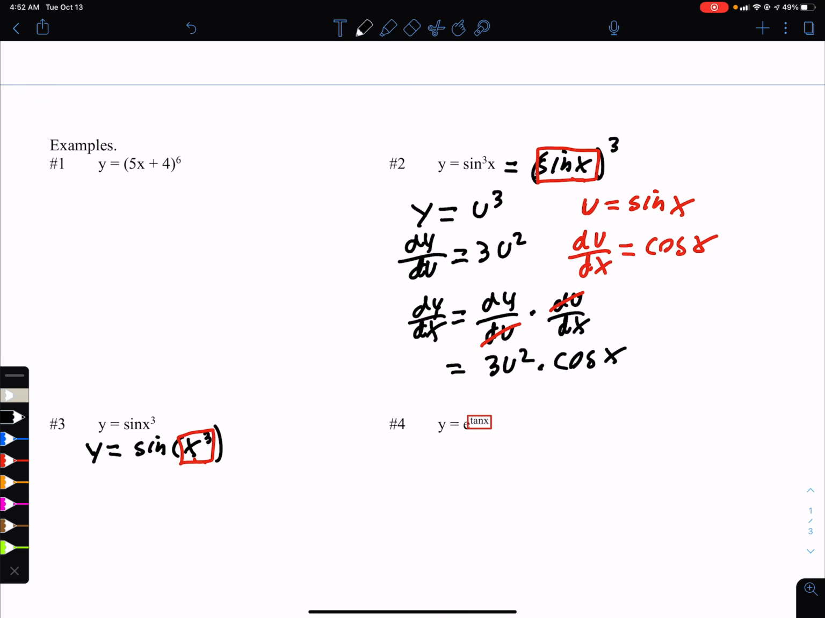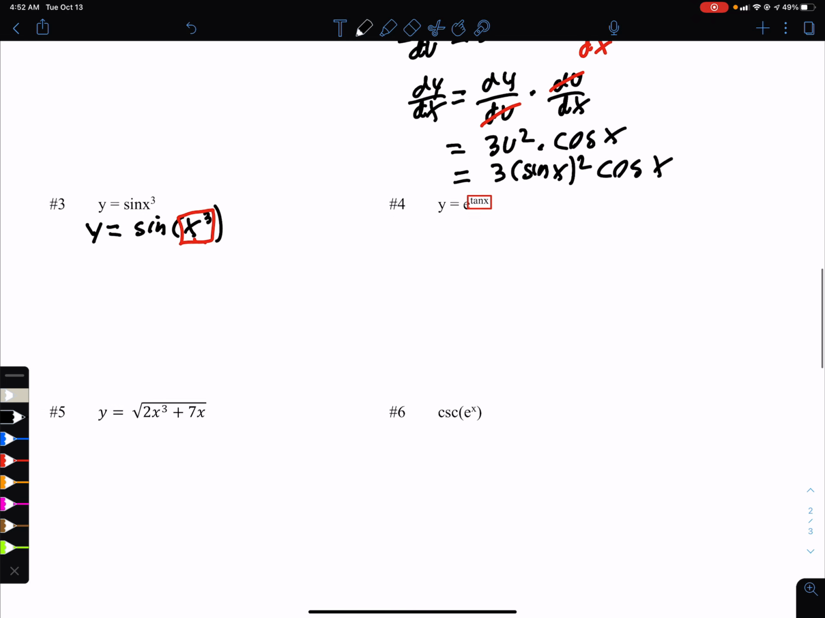We're almost done. Here's a problem. Our variable is supposed to be x, and we have a u there. So we replace u with the original function sine x. So we have 3 sine x squared times cos x. And there's our answer for the derivative of number 2.